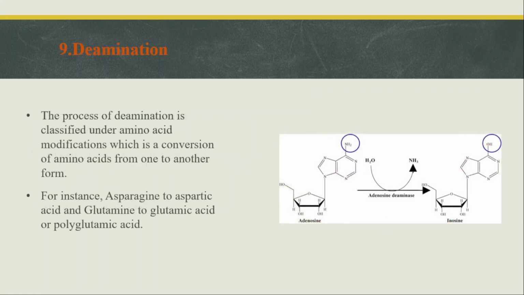Deamination. The process of deamination is classified under amino acid modifications, which is the conversion of amino acids from one form to another. For instance, asparagine to aspartic acid, glutamine to glutamic acid, or polyglutamic acids.